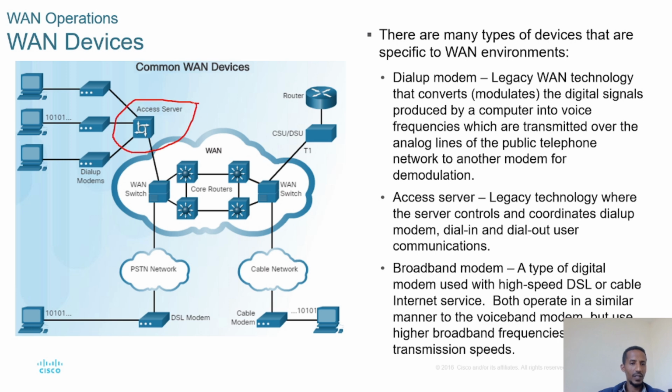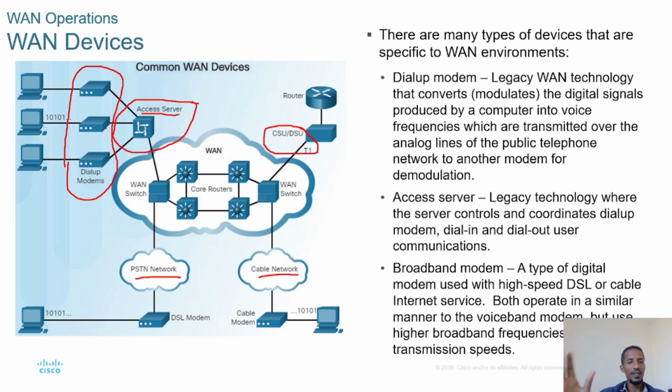These access servers are used whenever you have a dial-up modem. Dial-up is becoming obsolete, and it's going out of the market nowadays. The access server will directly connect with the dial modems. And we also have another device, the CSU/DSU, that will enable you to connect these three networks: the public switch telephone network, the cable network, and the dial-up of the access server.